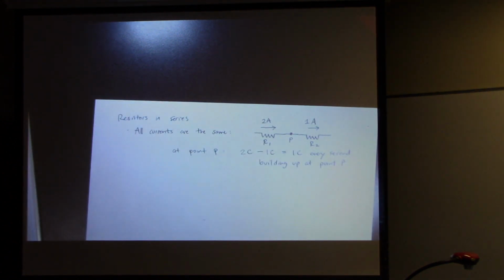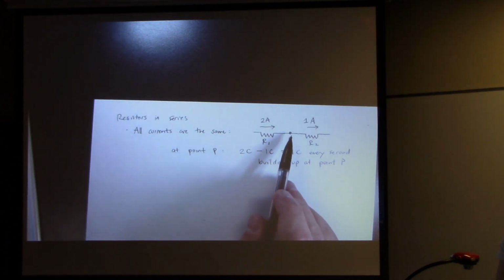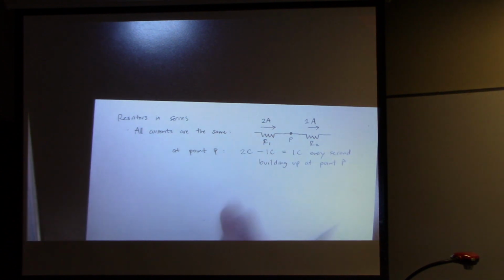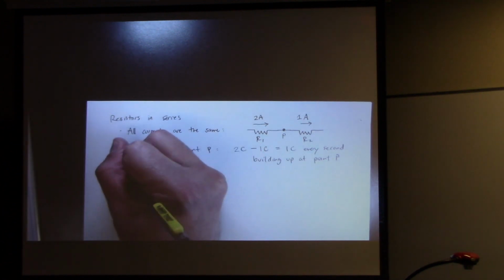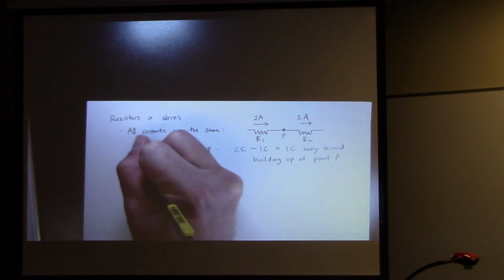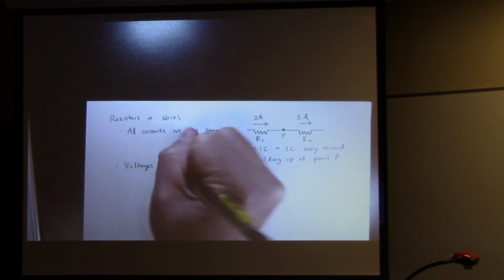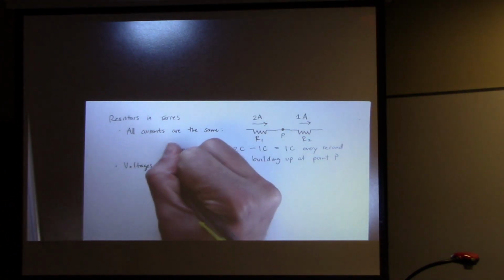And these numbers are totally arbitrary. But the point is, if these aren't the same exact current, you're going to have charge building up over time at point P, and that's just not what's happening in a circuit like this. This is just a point on a wire. There's no reason for charge to be building up here. Okay? So that's why all the currents are actually going to be the same. The other point was about voltage, basically the fact that voltages, when we have resistors in series, are additive.